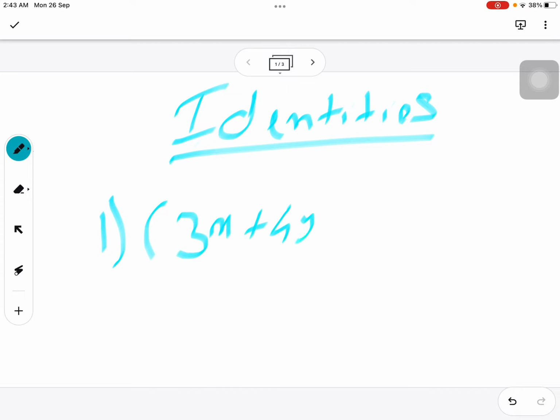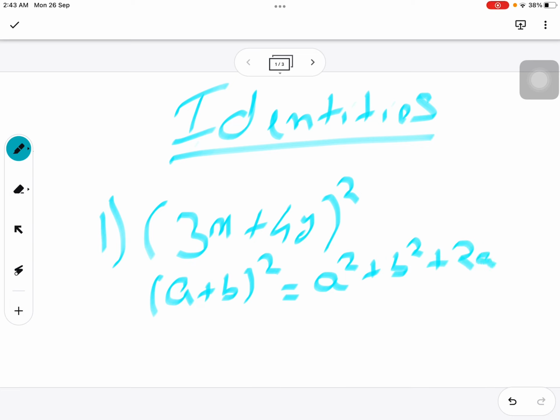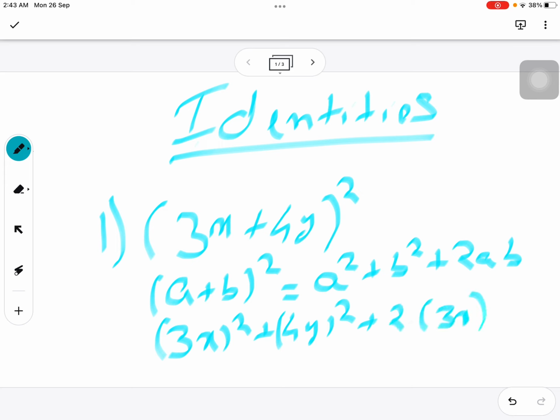Very simple. We use the formula (a plus b) whole square. Whenever you have a problem, first write the formula which is relevant to that. (a plus b) whole square is equal to a square plus b square plus 2ab. So (3x plus 4y) whole square will be (3x) whole square plus (4y) whole square plus 2 into 3x into 4y. Okay, let's just clear this part.